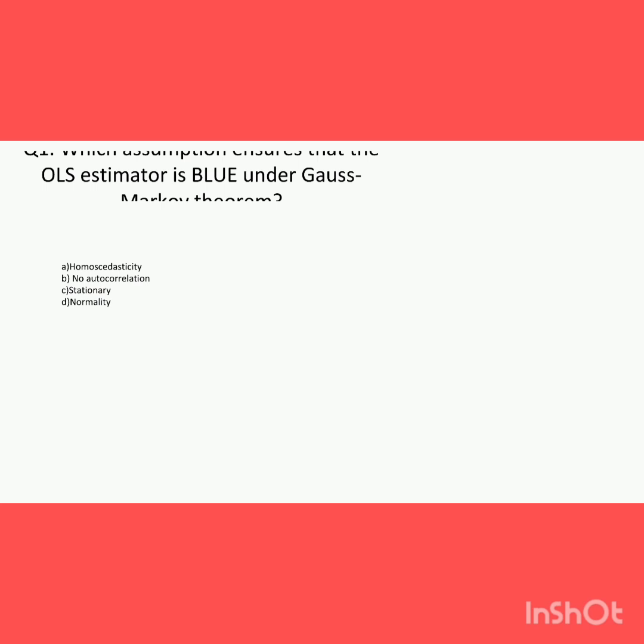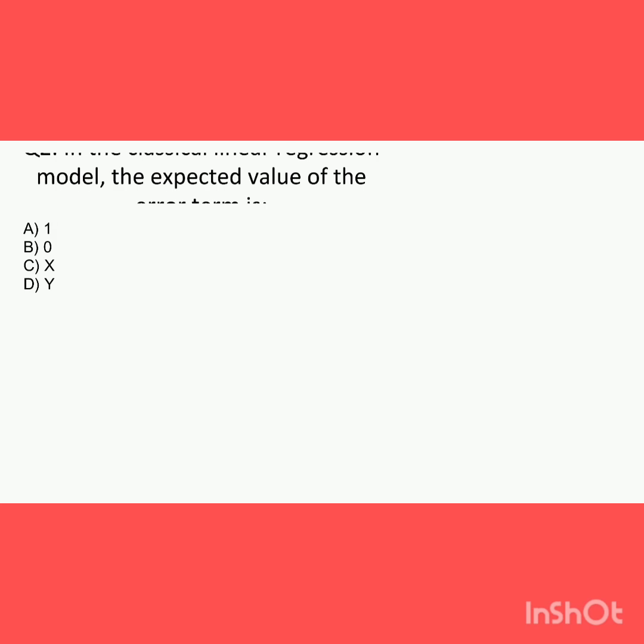Question number 1. Which assumption ensures that the OLS estimator is BLUE under the Gauss-Markov theorem? Option A, homoscedasticity. B, no autocorrelation. C, stationarity. And fourth, normality. Question number 2. In the classical linear regression model, the expected value of the error term is option A, 1, option B, 0, option C, X, option D, Y.